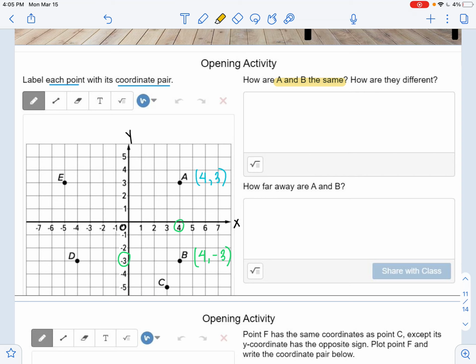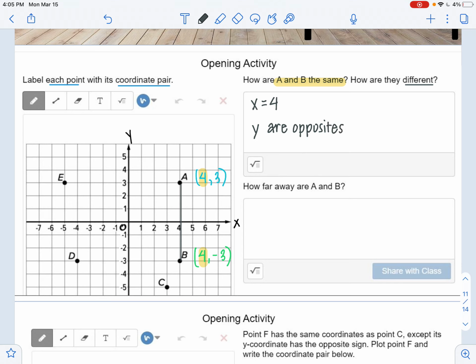Well, we can see by looking at point A and B that A and B have the same exact x-coordinate, +4, and that leads them to line up on top of each other. We've got A right over B. They have a different y-coordinate. Of course, one of them is positive and one of them is negative, and that would be how they are different. Their x equals 4, and the y-coordinates, they're not just different, the y-coordinates are opposites. One is +3 and one is -3.